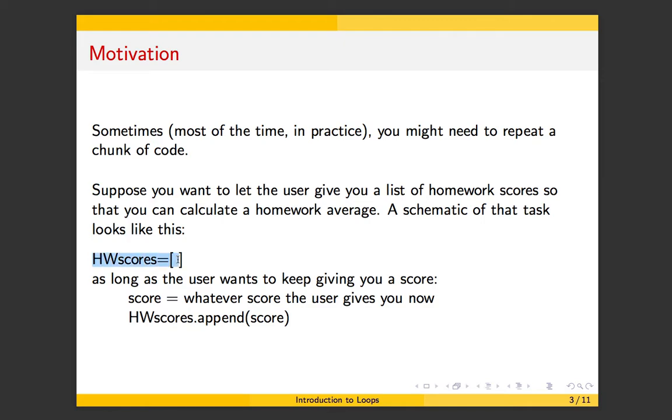So initially there's no scores. Then they hand you a score, right? So the value of this variable becomes whatever their first homework score is, and then that gets put inside this list. And then you want to just keep running the same 2 lines of code over and over again until the user runs out of homework scores. So if they have 12 homework scores, you would want to run these 2 lines of code over and over again, 12 times. So that's the idea of a loop.